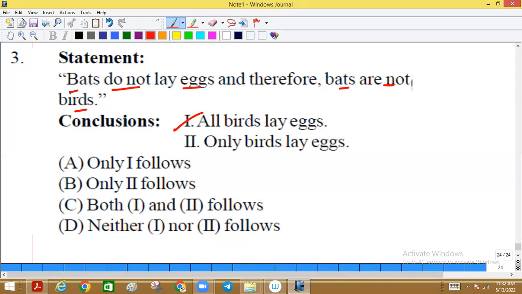Now come to the conclusion, very important: only birds lay eggs. Is the statement saying that only birds lay eggs? No, I don't know that. So obviously this is wrong. Your answer is only one follows, option A. Obviously birds lay eggs, but the second conclusion says only birds. I don't know whether only birds lay eggs or not. But I know only one thing from the statement: birds lay eggs, and that is the reason bats are not birds. Yes or no? Okay, that's how we should approach it. We'll take a break, and after the break we'll start the class again.